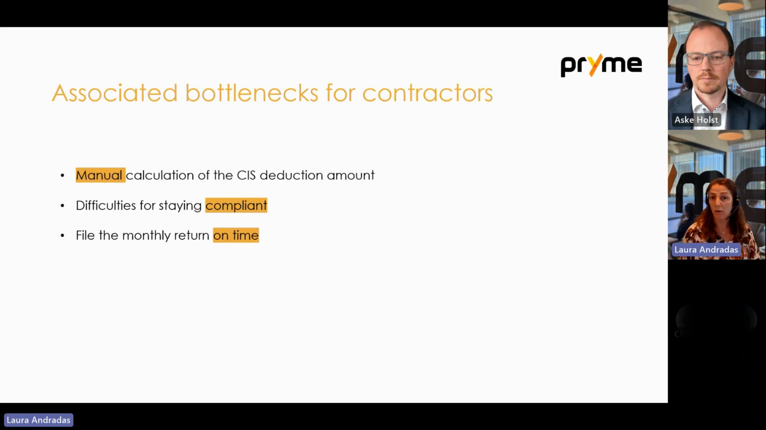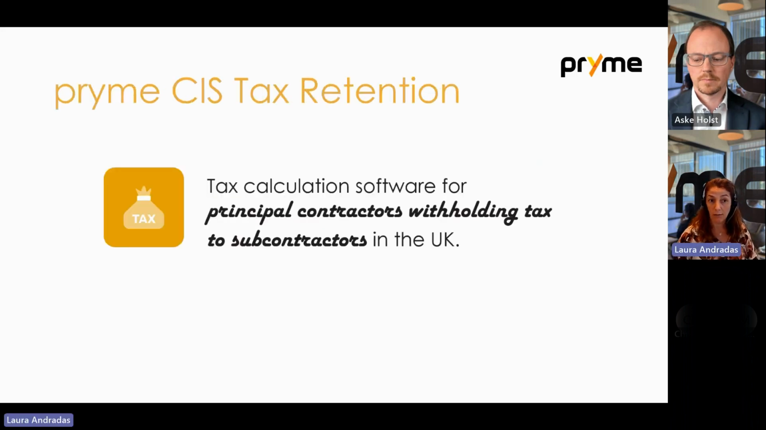So what are the associated bottlenecks for contractors dealing with this kind of tax? Of course, the manual calculation of the CIS deduction amount, difficulties for staying compliant, and the obligation to file the monthly return on time to the HMRC. That's why we at Pryme Global have created the Pryme CIS Tax Retention application, which is a tax calculation software for principal contractors withholding tax to subcontractors in the UK.